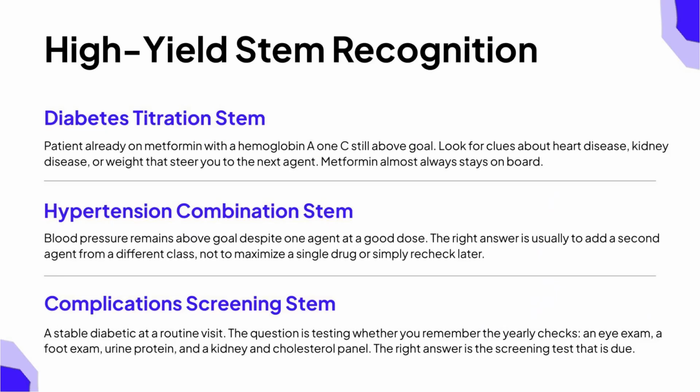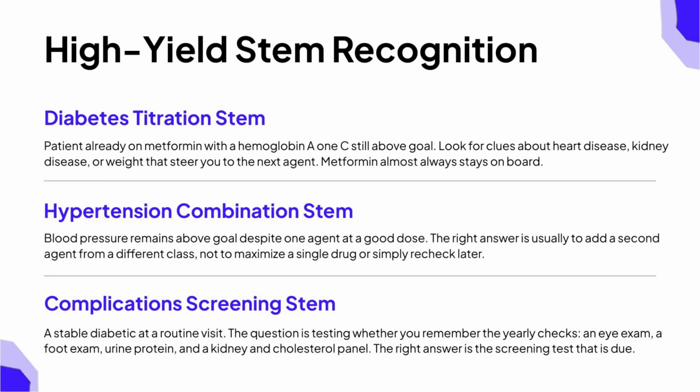Now let us go through high-yield stem recognition. For the diabetes titration stem, the patient is already on metformin and the hemoglobin A1C is still above goal. Look for clues about heart disease, kidney disease, or weight, because those clues choose your next agent, and metformin almost always stays on board. For the hypertension combination stem, the blood pressure remains above goal despite one agent at a good dose. The right answer is usually to add a second agent from a different class, not to maximize a single drug or simply recheck later.